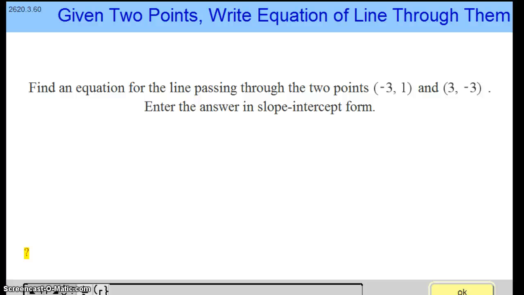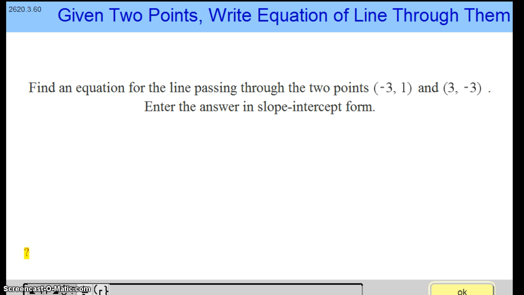Okay, this question is given 2 points, write the equation of the line through them. And this is good practice because it really brings together a lot of the properties about lines that you should know.